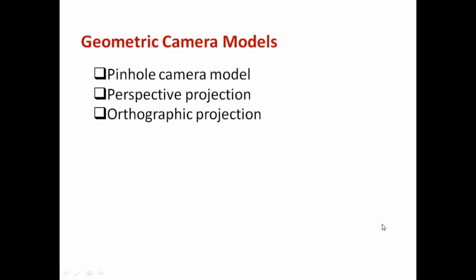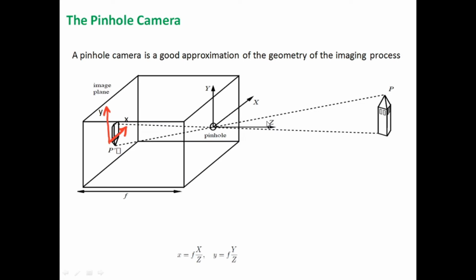Now the three most important geometrical camera models are here: the pinhole camera model, the perspective projection camera model, as well as the orthographic projection camera model. Let us see and discuss them one by one. Coming to the first camera model, that is the pinhole camera model.